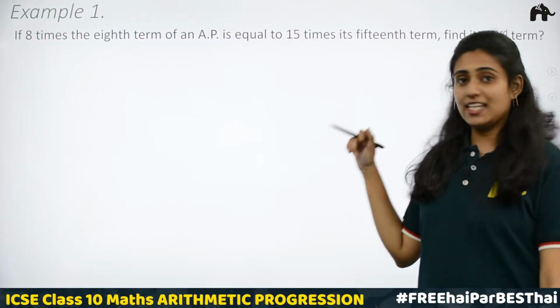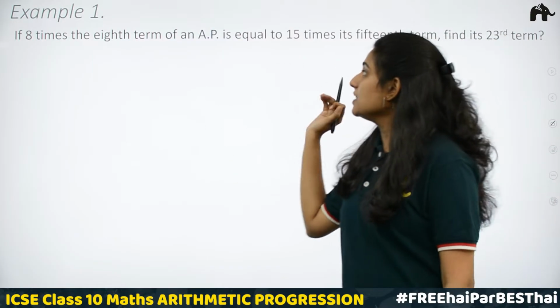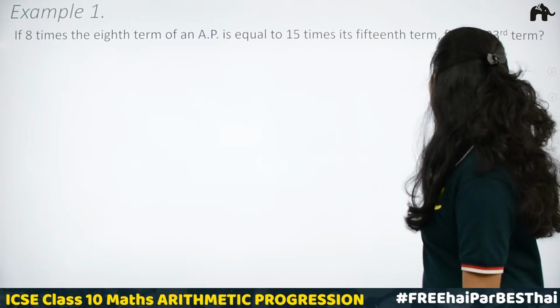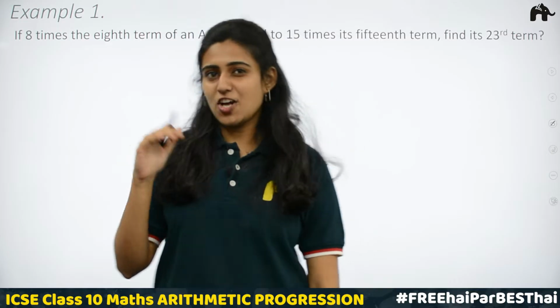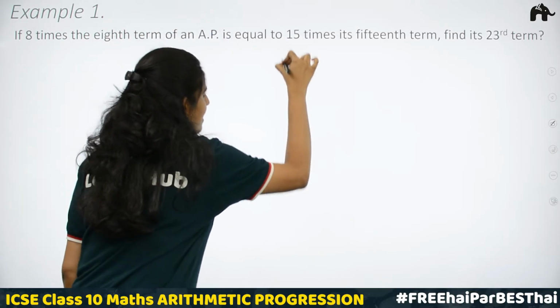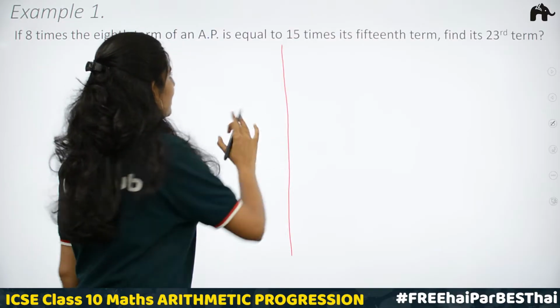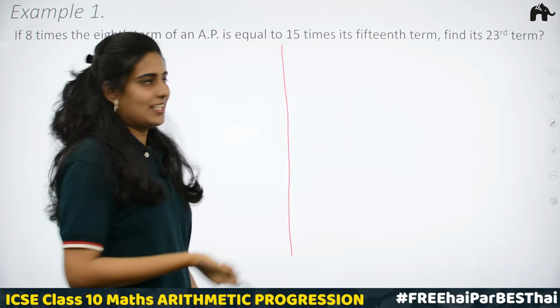Let us first take an example. If 8 times the 8th term of an AP is equal to 15 times its 15th term, find its 23rd term. This is not a direct question. Here neither the first term is given nor the common difference is given. Nothing is given. We have to find them.